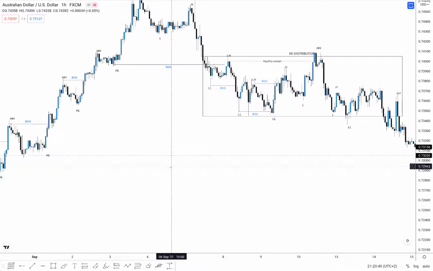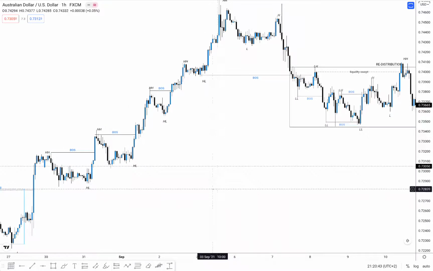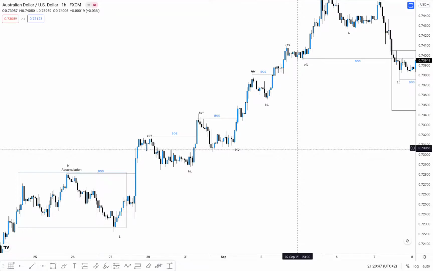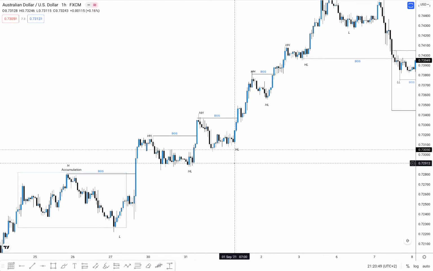So it's very important to know market structure and bullish and bearish order flow. Sorry. So yeah, guys, that is all for the course for today, and let's get into the next lesson.